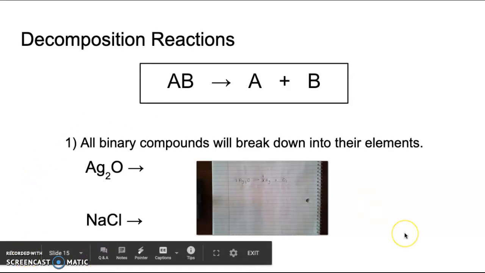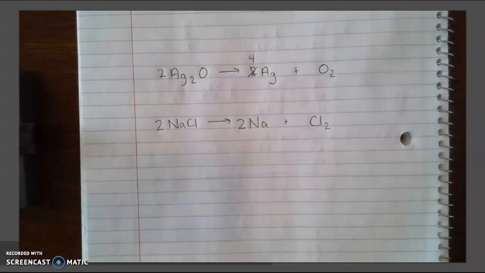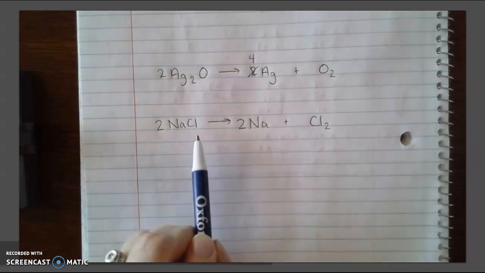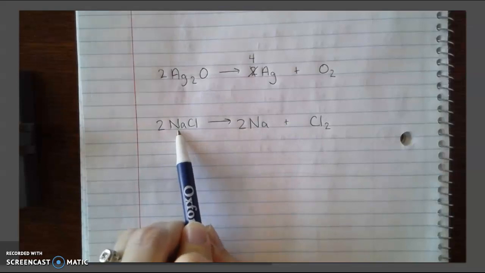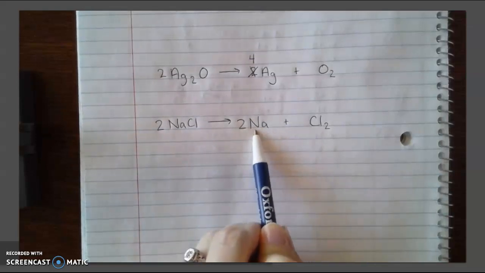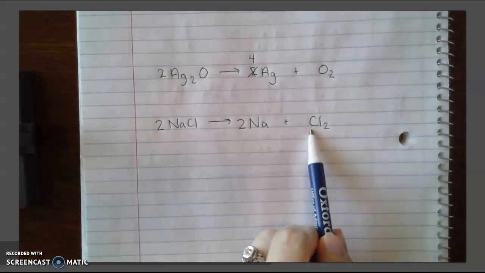Now I want you to take a second, pause the video, and see if you can predict the products for the decomposition of sodium chloride. All right, so for sodium chloride, this is another binary compound only containing 2 elements. So it's going to break down into sodium, Na, plus chlorine, Cl.